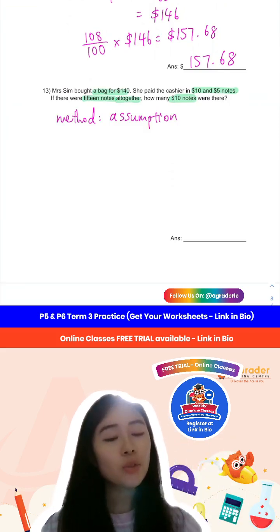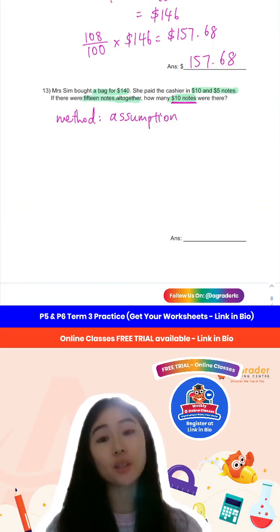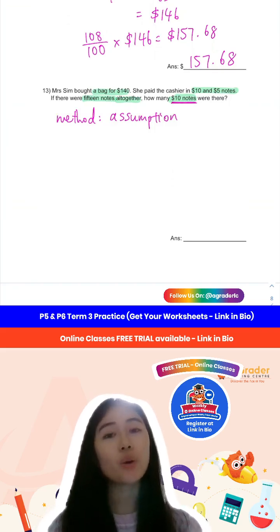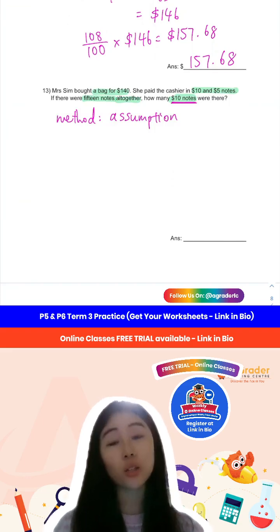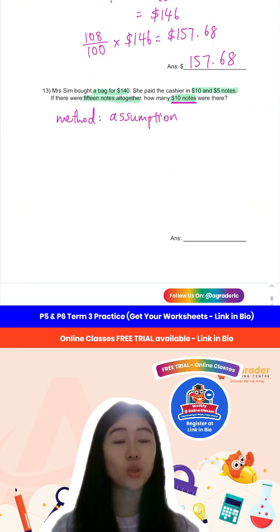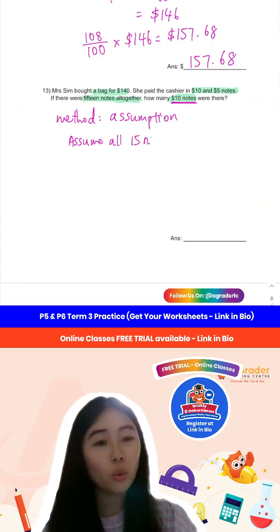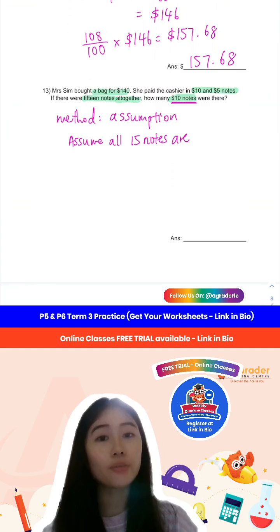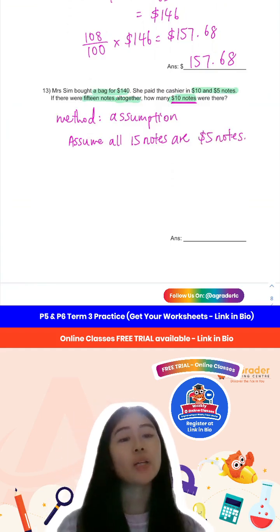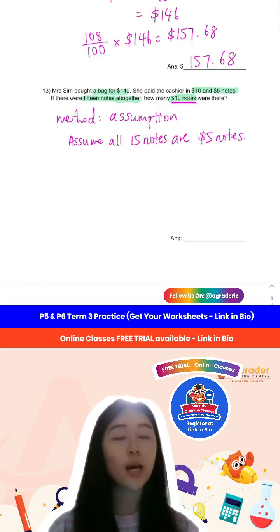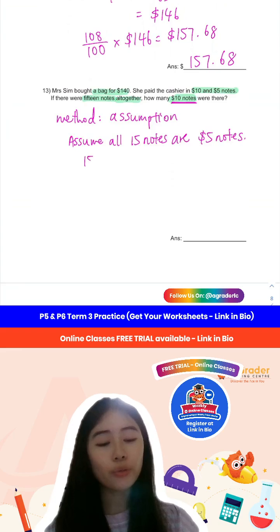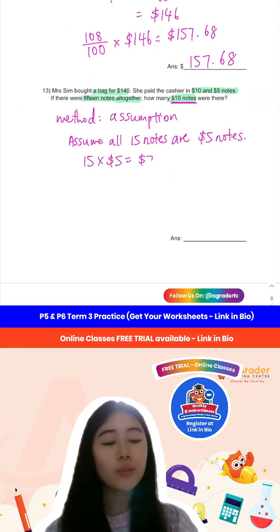Okay, so for assumption, usually you will assume the opposite of what the question wants. So if the question wants to know the $10 notes, you will assume the opposite, which is the $5 notes. So you will assume that all 15 notes are $5 notes. Okay, so if you have 15 $5 notes, how much money is that? That will be 15 times $5, which is $75.